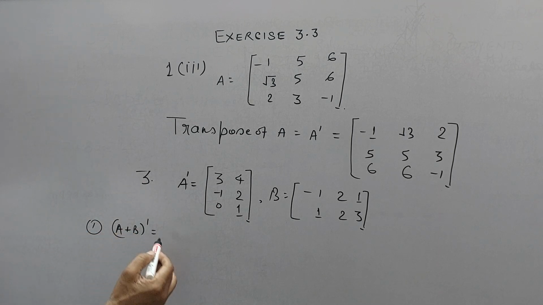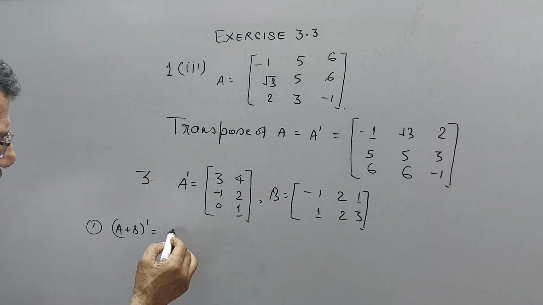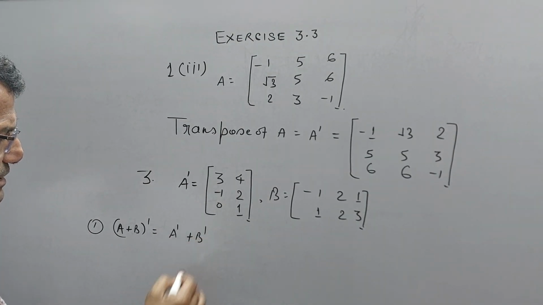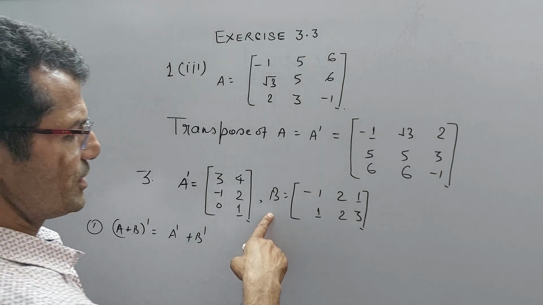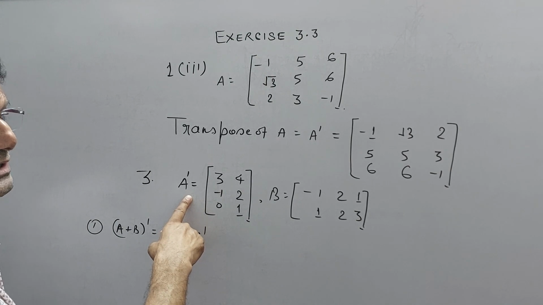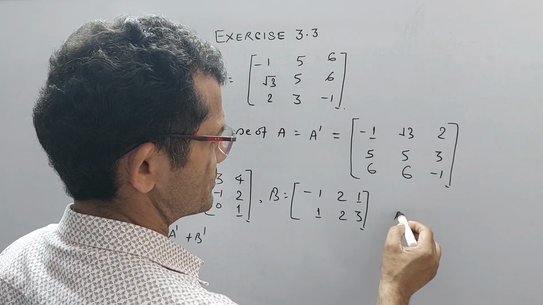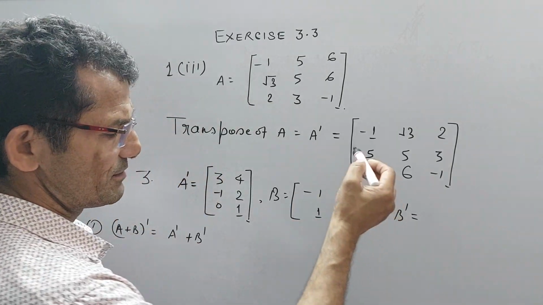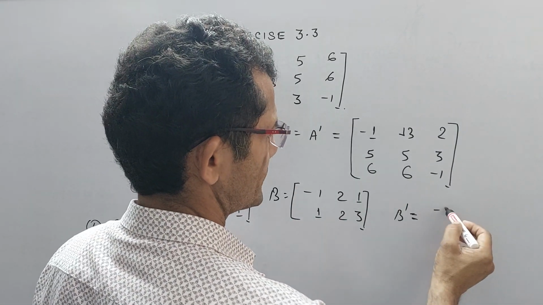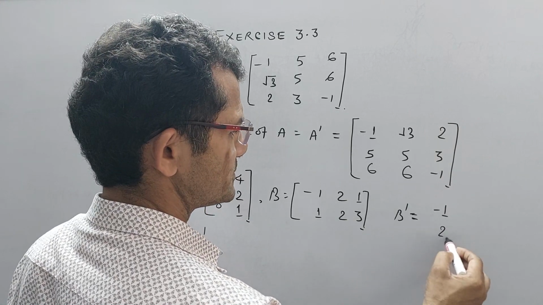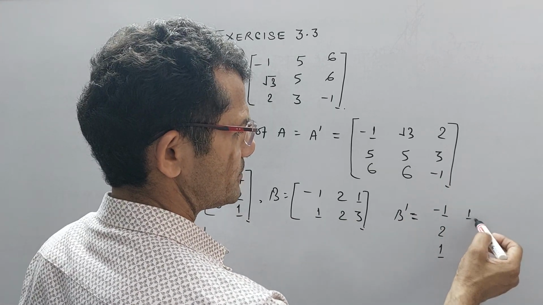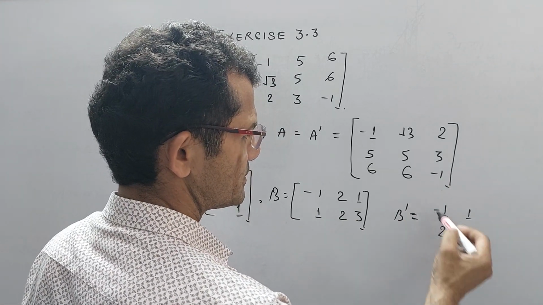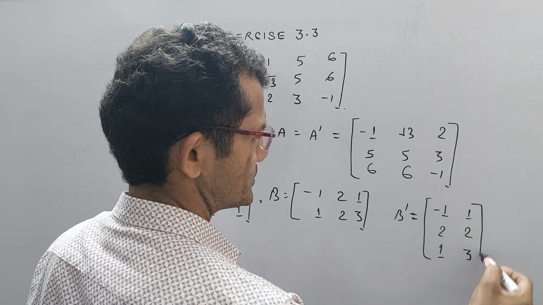the transpose of A plus B. We know the transpose of A plus B is just the transpose of A plus the transpose of B. For adding two matrices, the order should be the same. We have to find B transpose first, since A transpose is already given. The B transpose will have the first row become the first column: minus 1, 2, 1. The second row becomes the second column: 1, 2, 3. So this is our transpose.